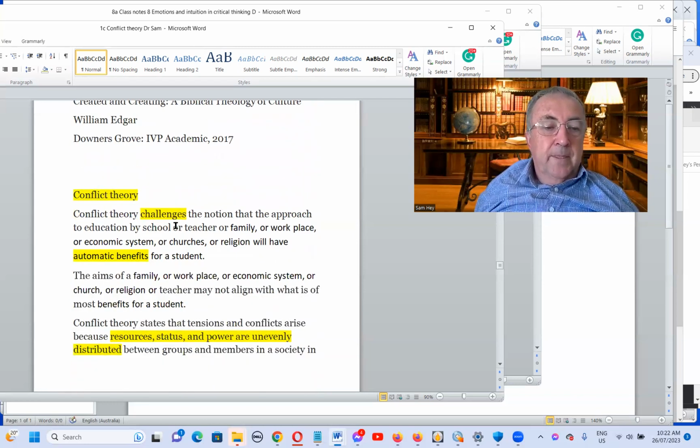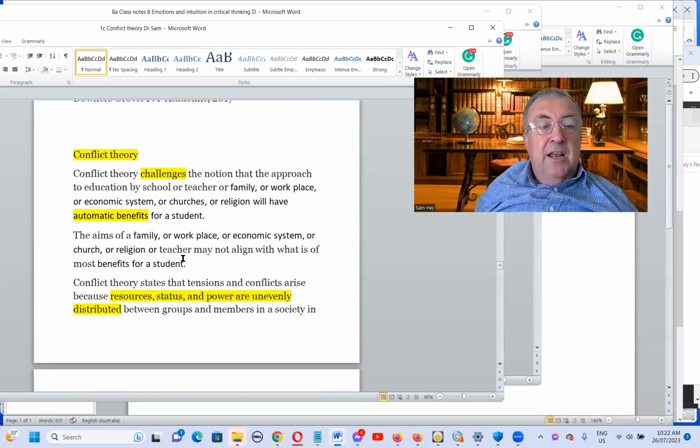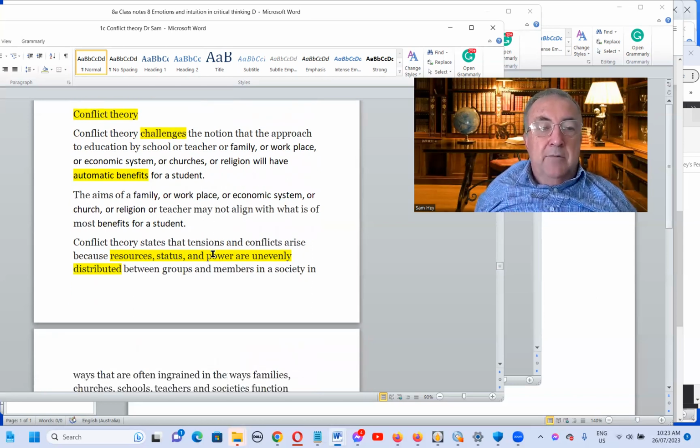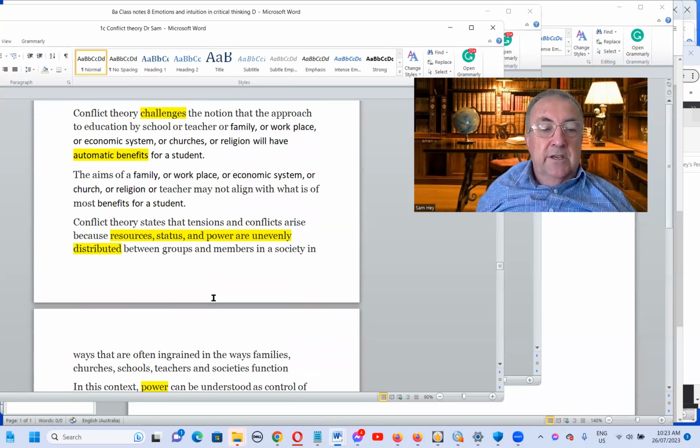So conflict theory challenges the notion that a school or a teacher or a workplace or a family will be able to automatically avoid conflict and have no conflict. It challenges the notion that conflict is always wrong and negative.